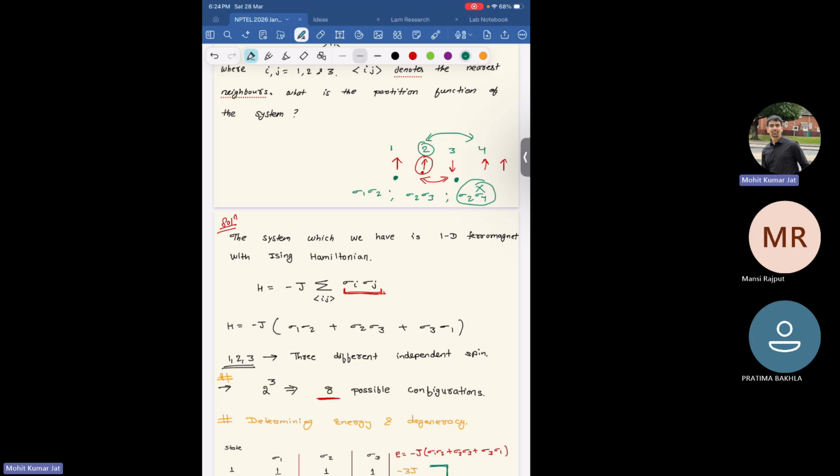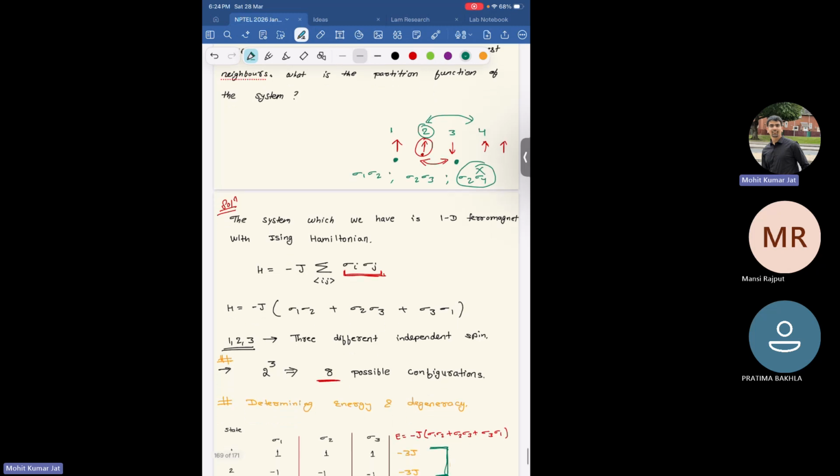So every model has its assumption. That's the assumption of the Ising model: the spin will talk to the one nearest to it, and that's how the system is designed.